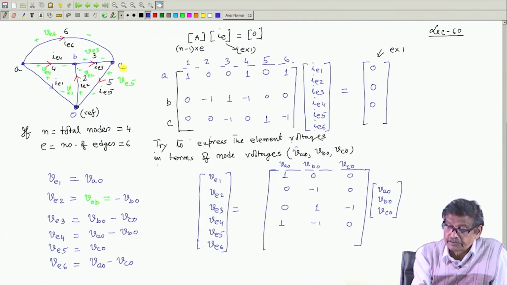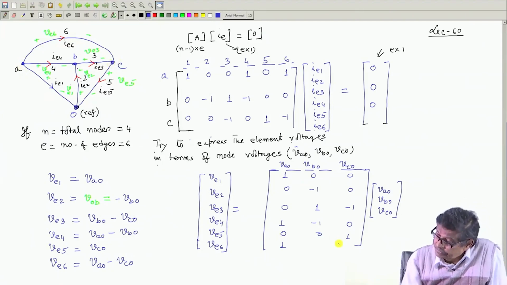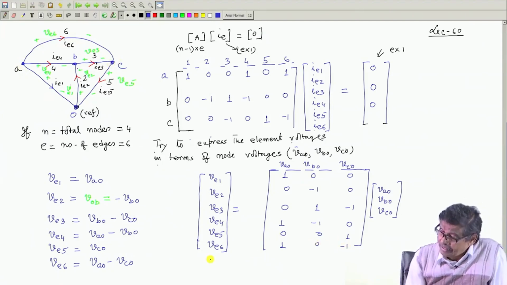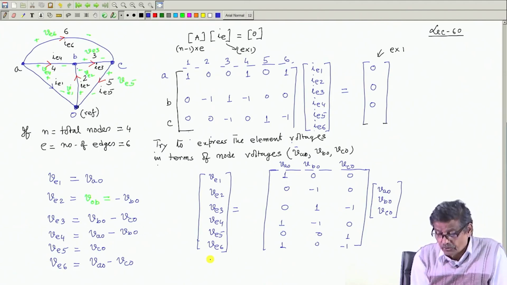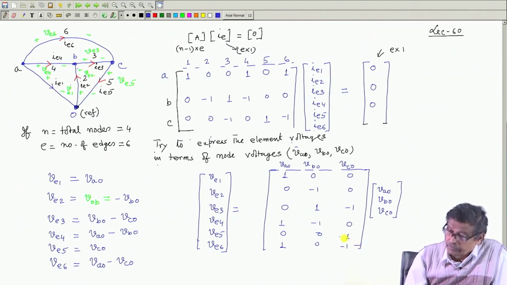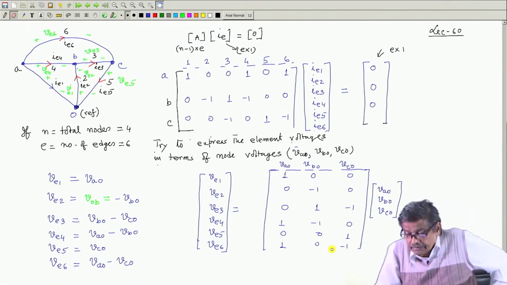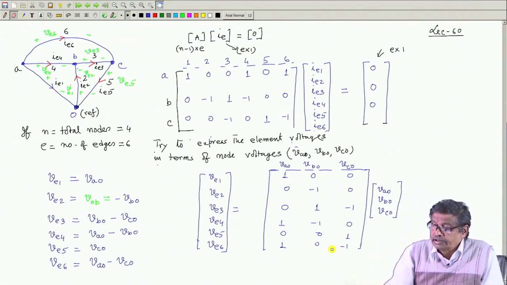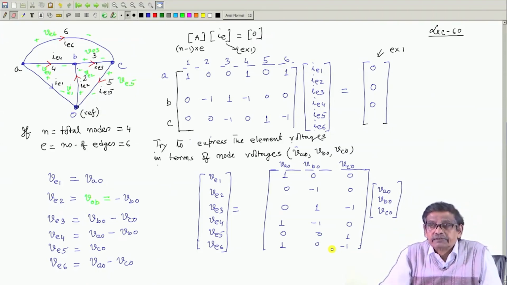VE5 is only VC0. So, only 1 here, 0 0, and finally, VE6 is VA0 minus VC0. In fact, one can straight away write, because for the first time you are doing, I wrote these equations and just translated it. So, it can be written in this way also. So, this is what I did, that is node voltages. In terms of node voltages, the element voltages can be expressed.